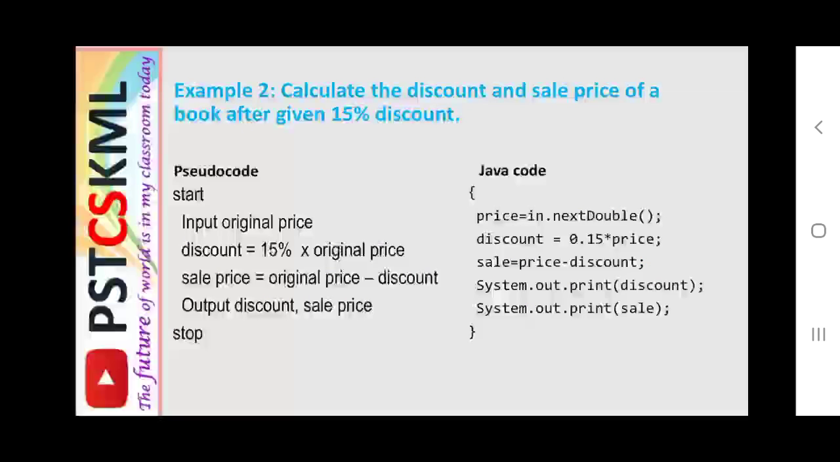So now we go for the second pseudocode. Input original price. When you change it to coding, it becomes price equals in.nextDouble(). We assume that your scanner is in. Why nextDouble? Because we assume the price is in decimal format.